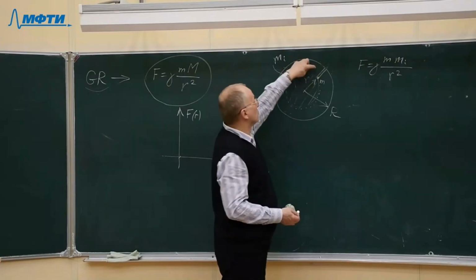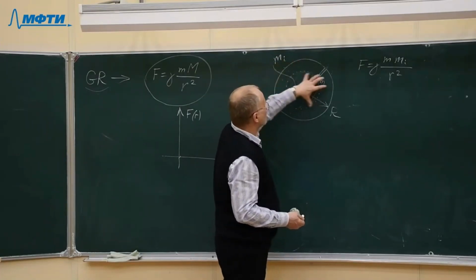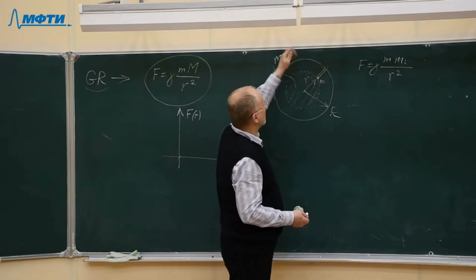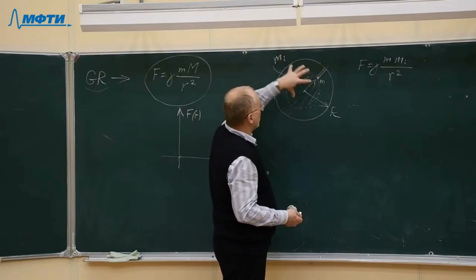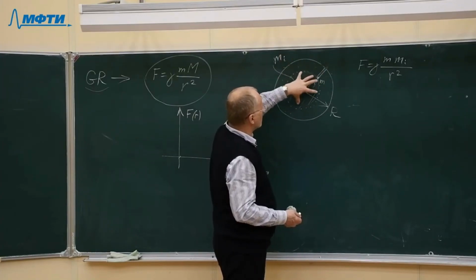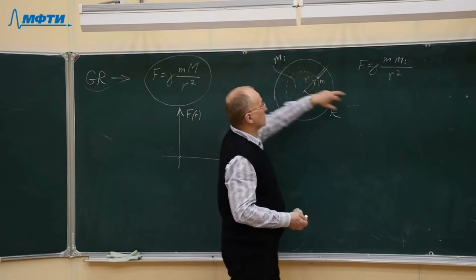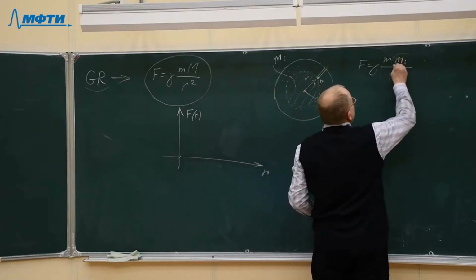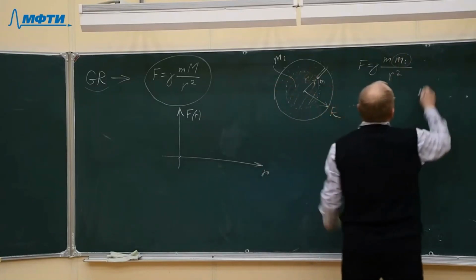The action of all these masses which are outside the small sphere will cancel each other. So we may not take into account the action of outside material. We have to take into account only the interaction with this small sphere of radius r small. And the only thing we have to find here is the mass of this inner sphere.